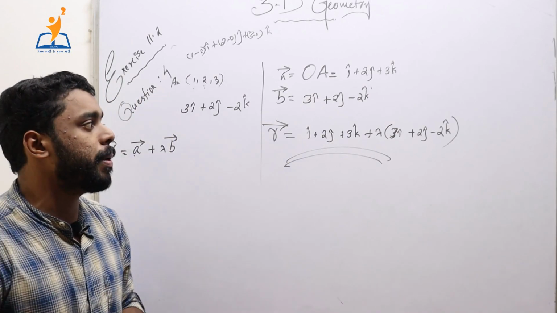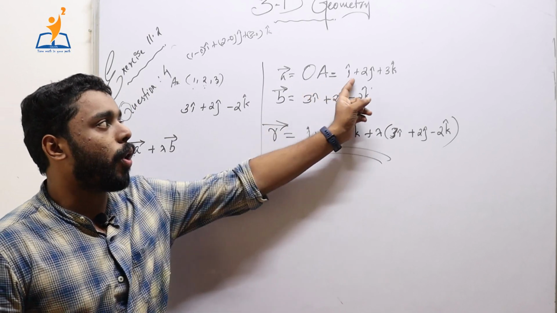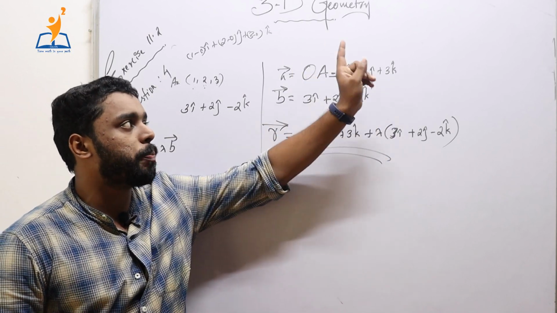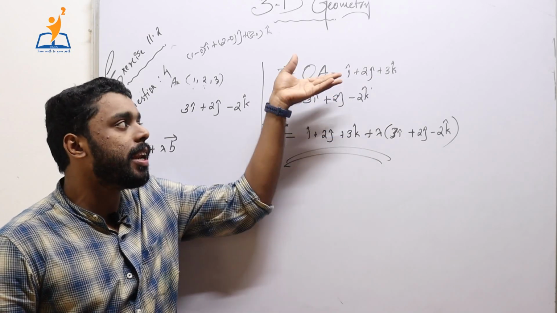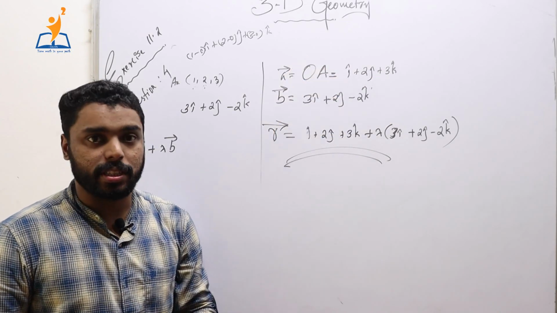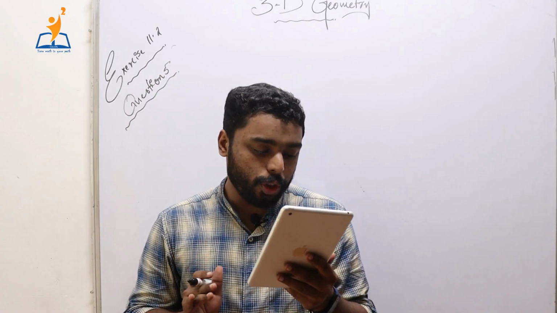Now, we shall move to the next question. This question was very simple, but remember that here the point is on the line and we have to find the position vector of that point, and b is the vector parallel to that line. Now we shall move to the next question, coming on to question number 5.